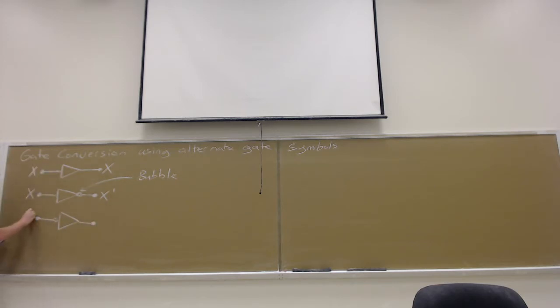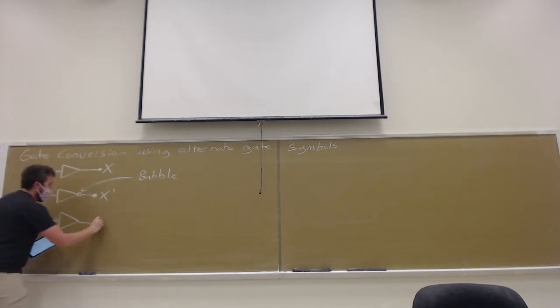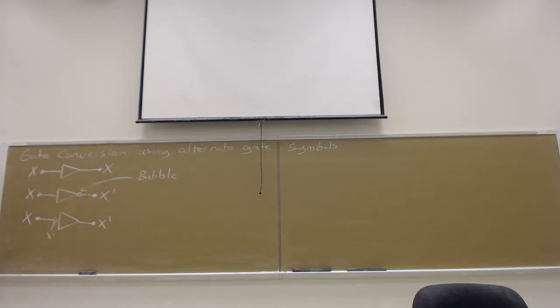Here we have the X on the input. It hits the bubble, where it becomes X prime. It passes through the buffer so nothing happens to it, and the resulting output is X prime. Functionally, we've done the exact same thing. In both cases, we have an inverter. One we just draw in the traditional way. The other we draw in a way that you'll see from time to time. They exist. So here's what we mean by alternate gate symbols.